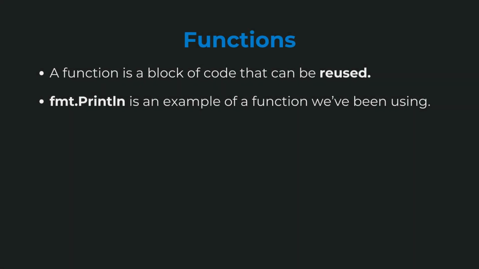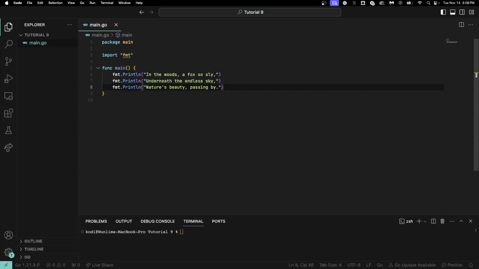So a function is a block of code that can be reused. fmt.println, which we've been using, is a function that takes the given value and prints it out onto the screen. So as you guys can see, I have some code right here that prints a poem to the screen. But let's say I wanted to print the poem 5 times.